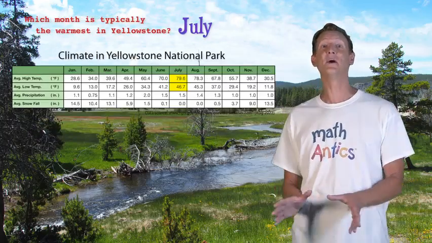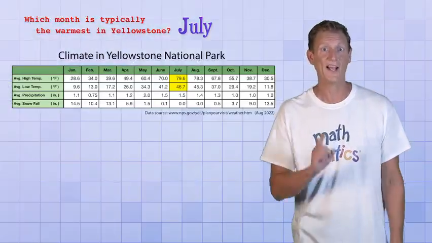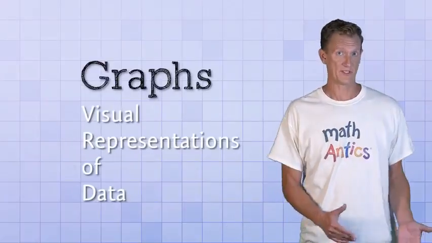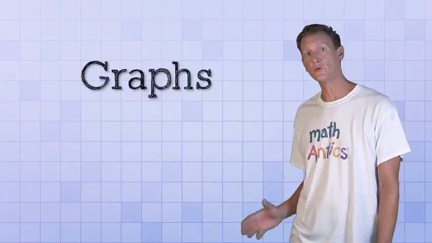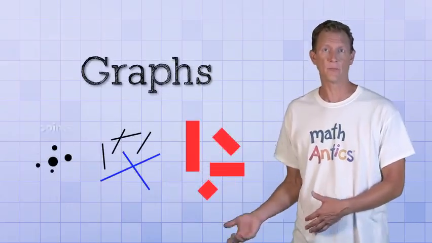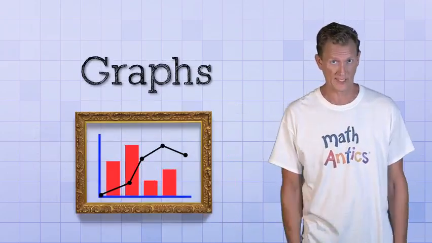But there's something that would be even more useful than a data table for answering questions like that. And that something is called a graph. Graphs are visual representations of data. Instead of using rows and columns of numbers, graphs use a variety of visual elements like points, lines, rectangles, or other graphics to make a picture of the data.